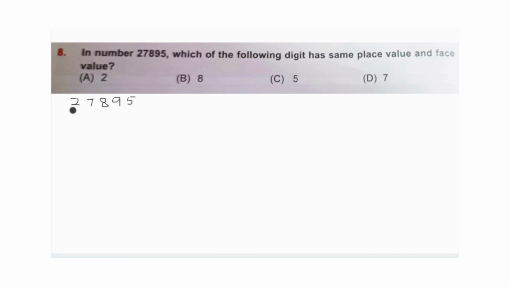Let's start with 2. The face value, let's represent it with FV. Face value of this number is 2 because that's 2. Now the place value, let's write it as PV. Place value is, it's in the ones, tens, 100, 1000, 10,000s position. So we write 2 times 10,000, which is equal to 20,000.